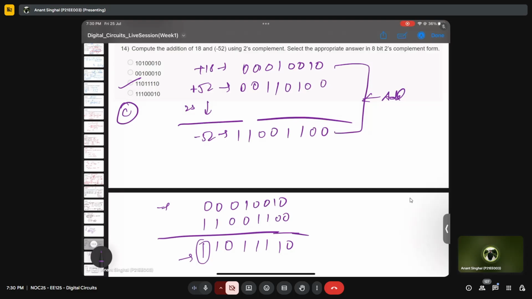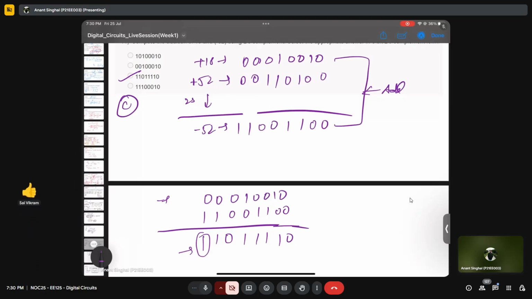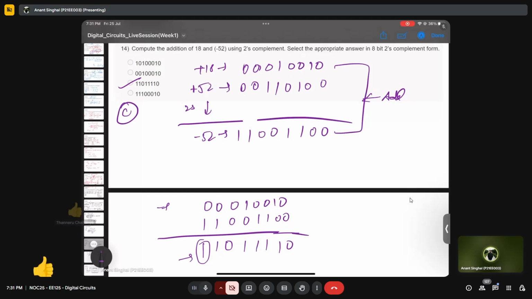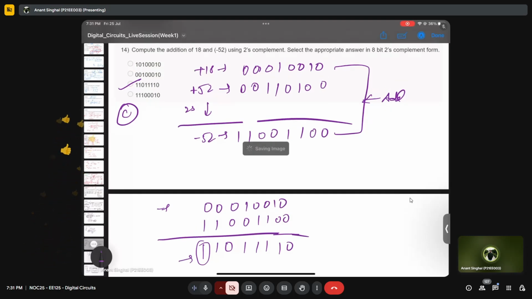Is it clear to everyone? Yes, sir. Can you explain minus 52 again, sir? Minus 52 complement, sir. Yeah. So after doing the 2's complement, we just need to add the positive and the 2's complement. So if I try to add them, 0 plus 0 will give me 0.